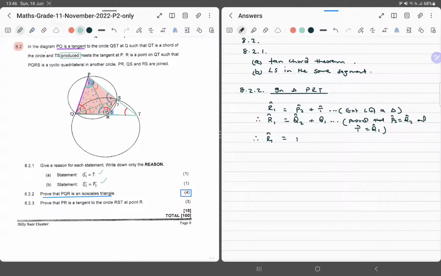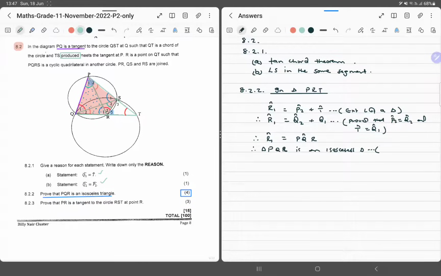let's just call it PQR. Okay, so that it makes a bit of sense, otherwise it's going to be ridiculous. If that is the case, we can say therefore PQ, triangle PQR is an isosceles triangle.